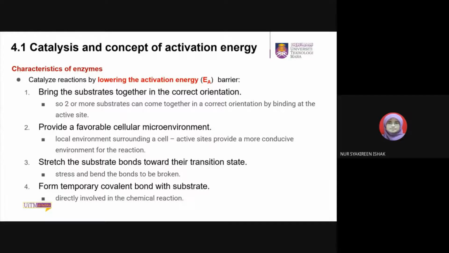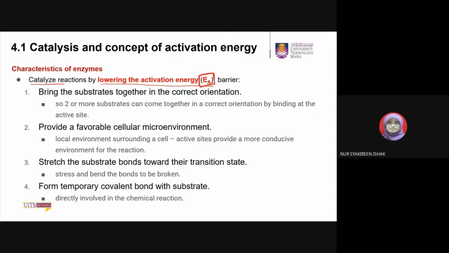So for the explanation, when an enzyme catalyzes a reaction, it lowers the activation energy barrier, or we write the symbol as EA. A reaction that is catalyzed by an enzyme will have a lower activation energy, but without the presence of the enzyme, the reaction can still occur, at a very slow rate, and the reaction will require a higher activation energy.